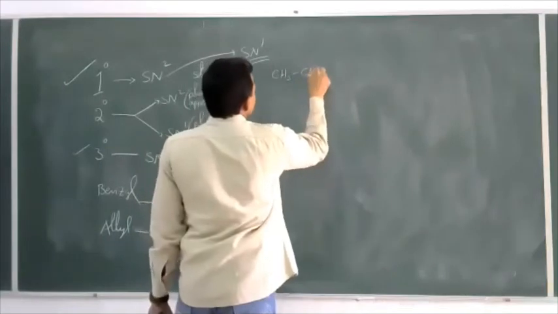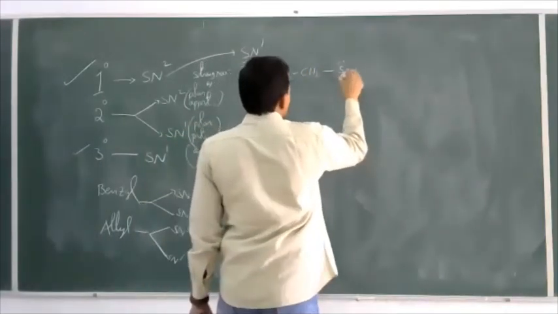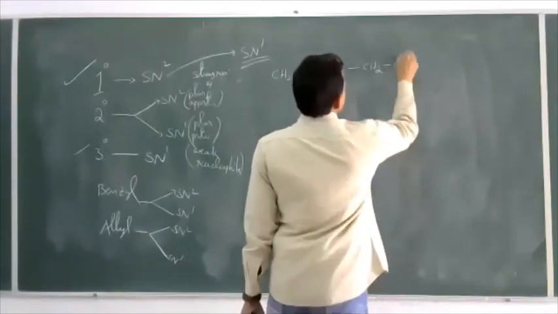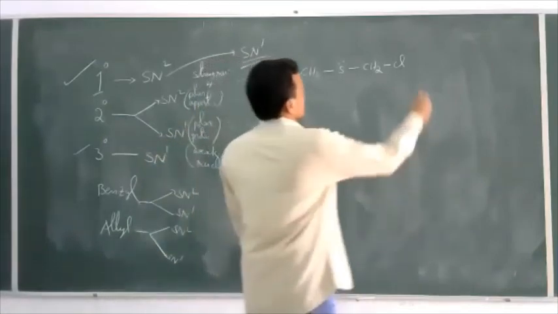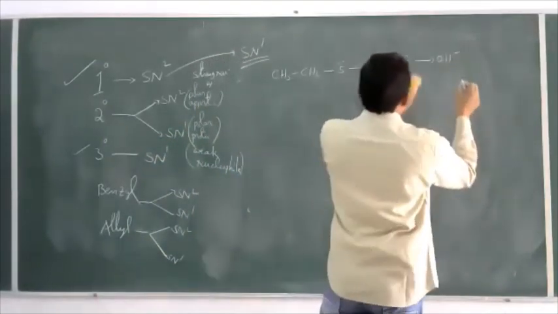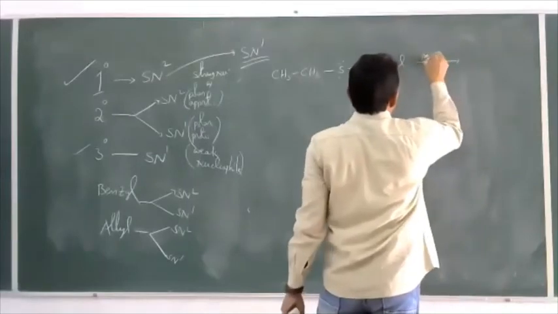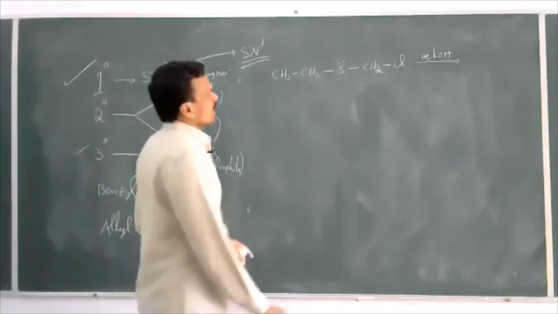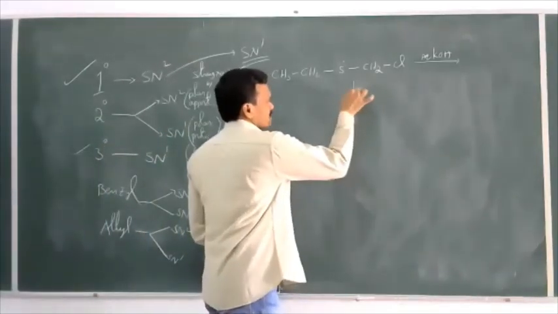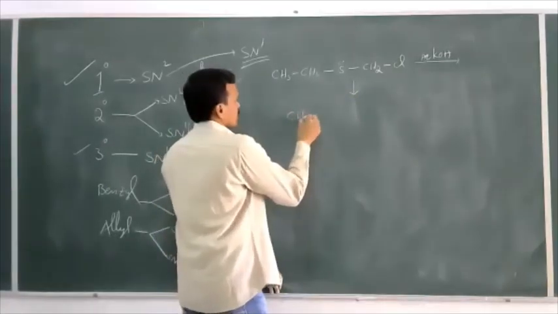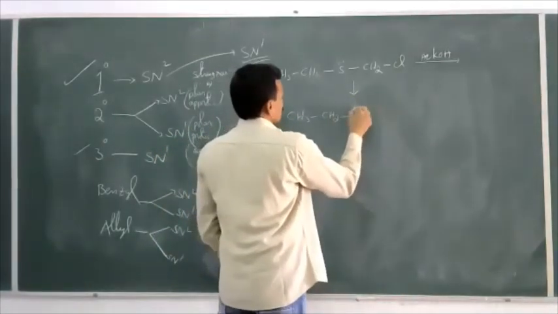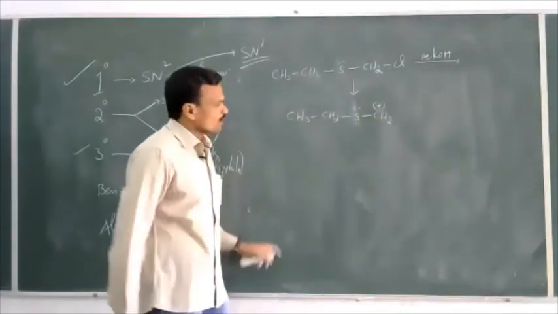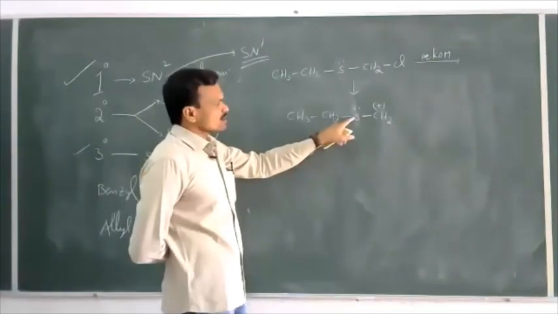CH3, CH2, S, CH2, Cl is there. If this is attacked by OH minus or aqueous KOH, then what is the product formed here? First, what will happen here is this undergoes ionization to give CH3, CH2, S, CH2 plus. A carbocation is formed. What is the nature here? This is attached to only one sulfur atom, a heteroatom.